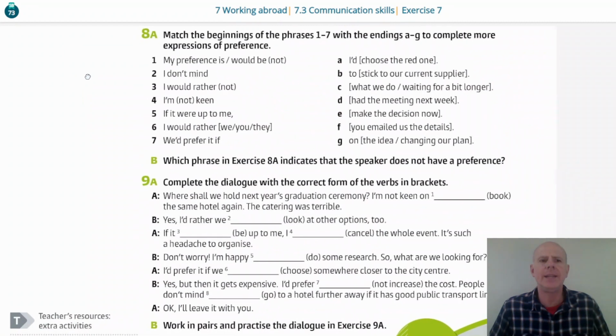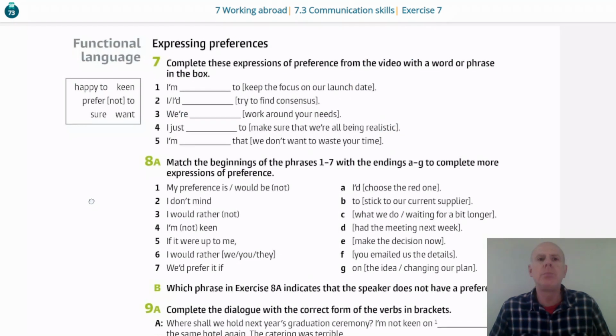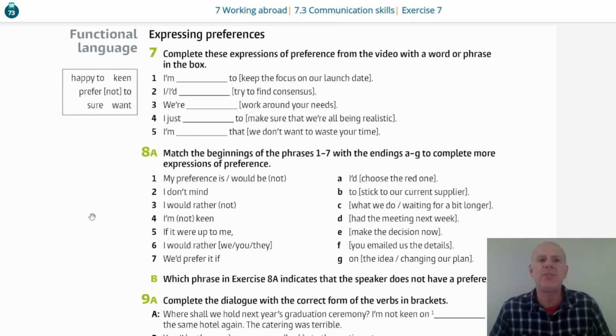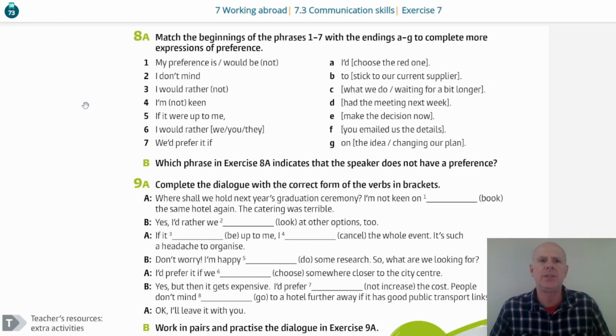And in exercise 8, we have whole sentences. But we have to match the beginnings with the endings to complete more expressions of preferences. You see, there are many different ways. Let's try to broaden our ways of expressing preferences. Better than I prefer this. No, try to use more expressions.